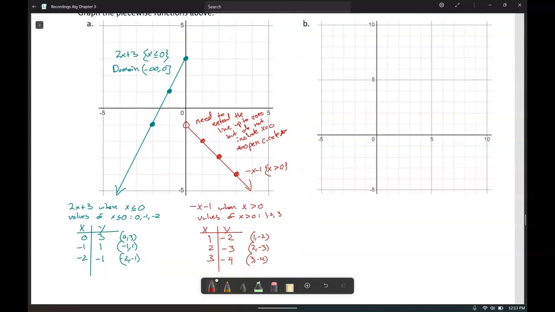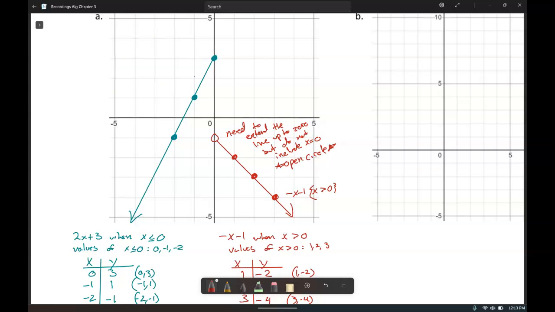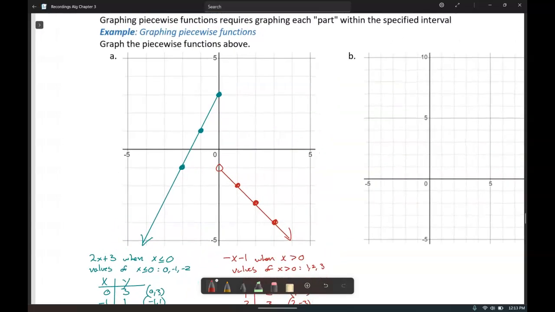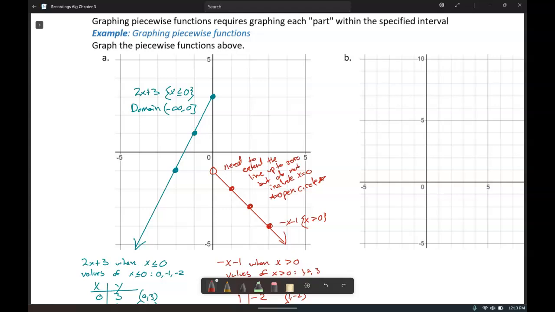And that's basically how we graph a piecewise function. You don't need to include all of this stuff here or here when you're drawing your graph. That's all that we would have. But I like to have these notes here for you to reference what each part is.